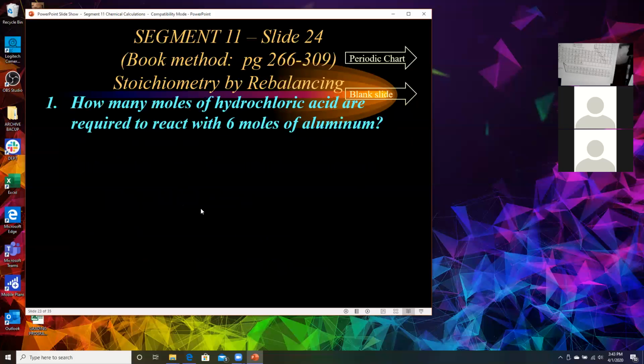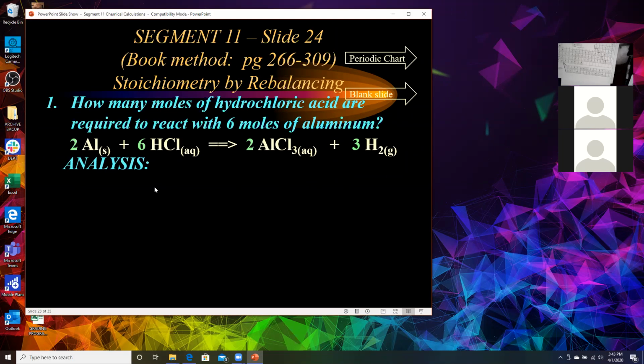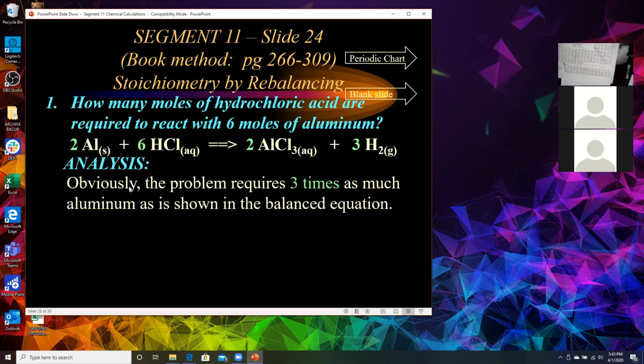All right, now we're going to do some problems. Here's a problem. How many moles of hydrochloric acid are required to react with 6 moles of aluminum? So let's think about what we want. We want the equation here to show 6 moles of aluminum. That's what it says, 6 moles of aluminum. What would I need to do to get 6 moles right here? I just multiply everything by 3.